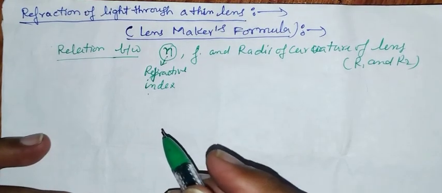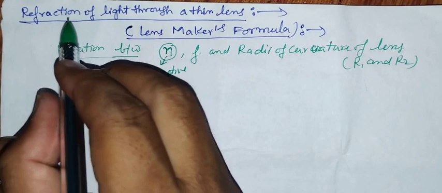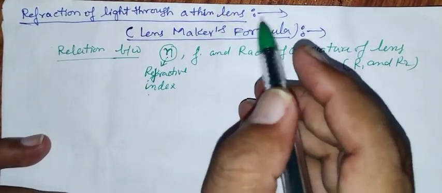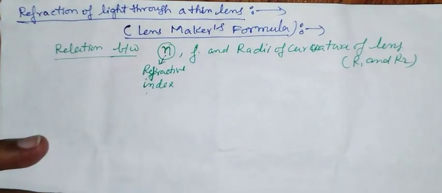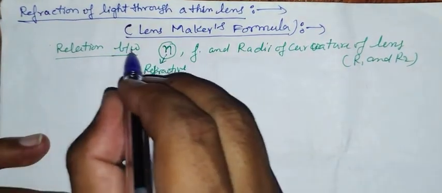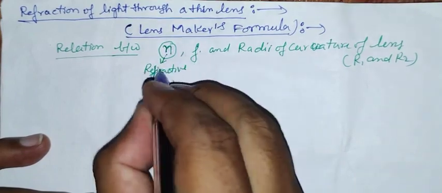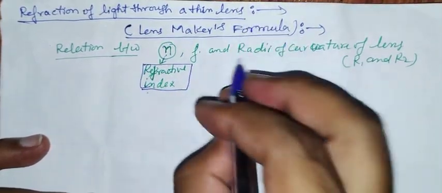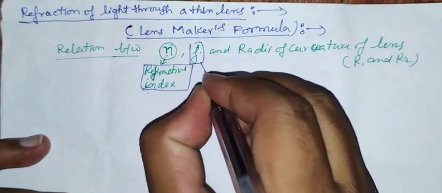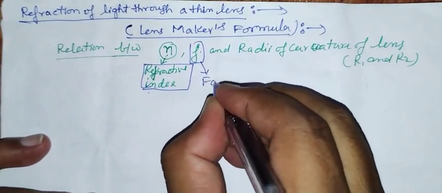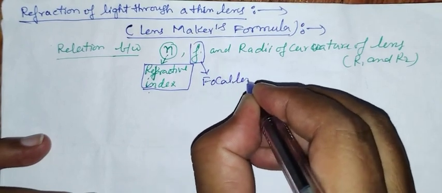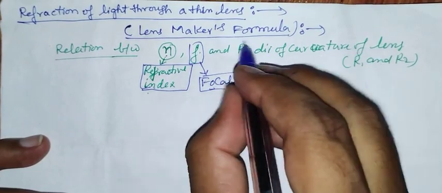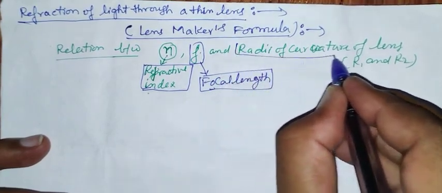Hello everyone. We are going to see a topic, refraction of light through a thin lens, today. In this topic, we will try to make a relation between N, that is called the refractive index of the material of the lens, F, this is called focal length, and the radius of curvature of the lens.